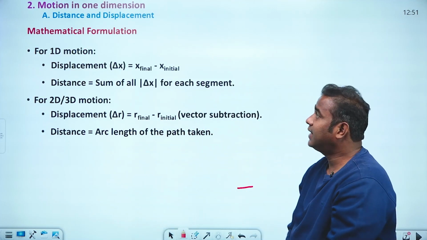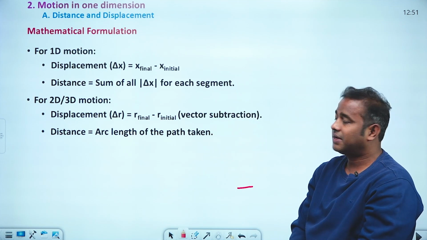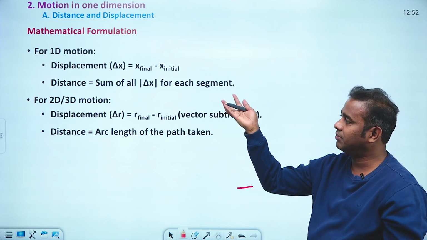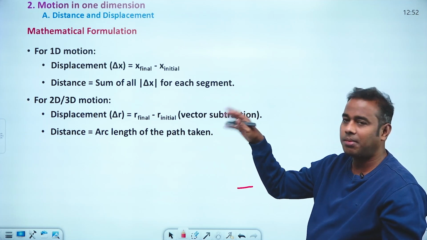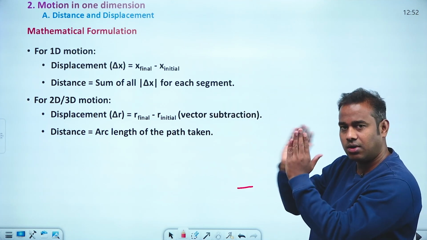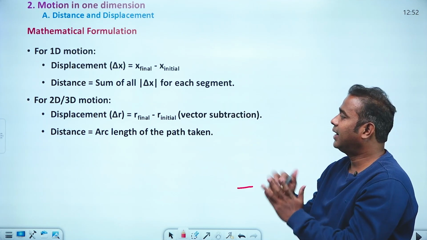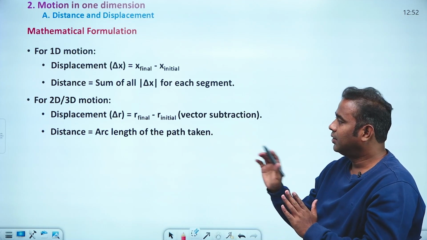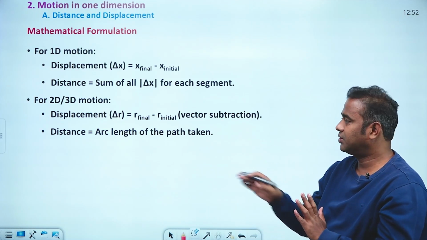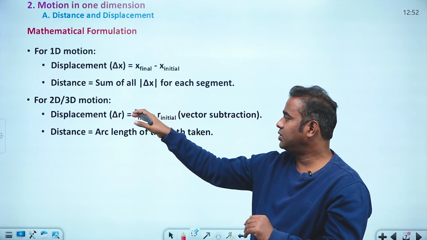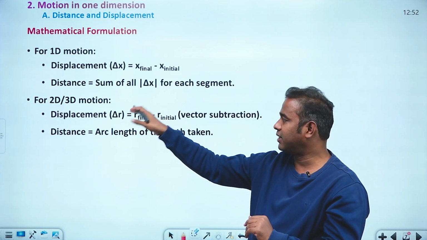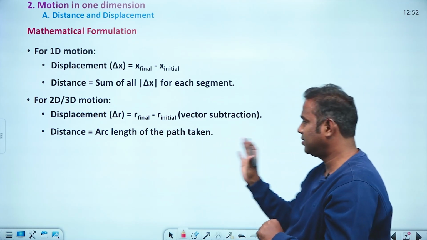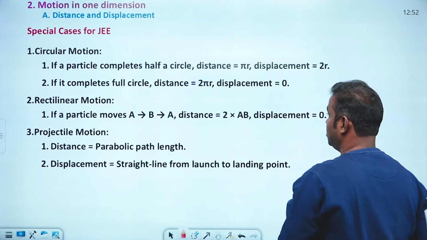If you look at the mathematical formulation, for one dimension we can say the displacement is final position minus initial position, whereas the distance is the sum of all the intervals, how much distance it has traveled. For two-dimensional motions, you have to take the position vector into picture. Same formula: final position vector minus initial position vector, and for distance you take the normal path lengths into picture here.